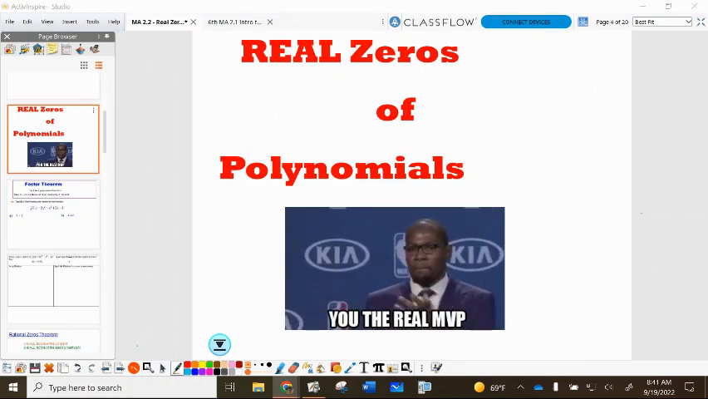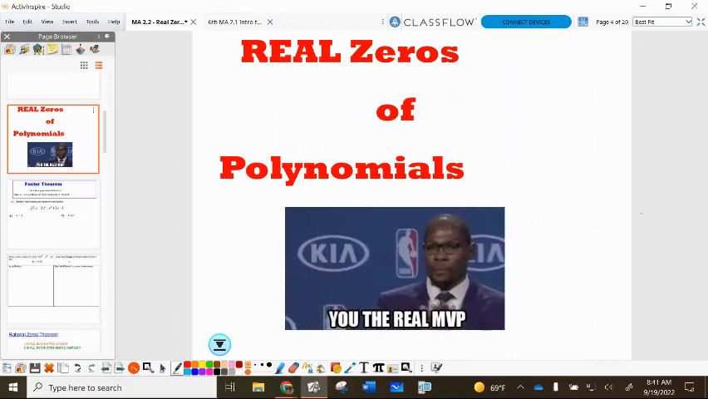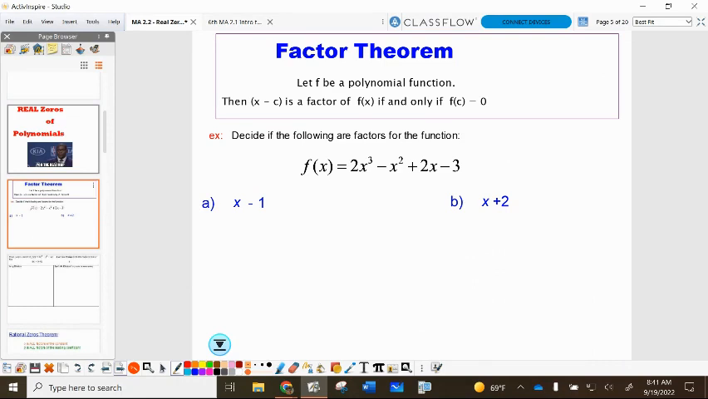Okay, so today we're talking about real zeros of polynomials and how to find them. So we have the factor theorem that says let f be a polynomial function, then x minus c is a factor of f of x if and only if f of c equals 0.